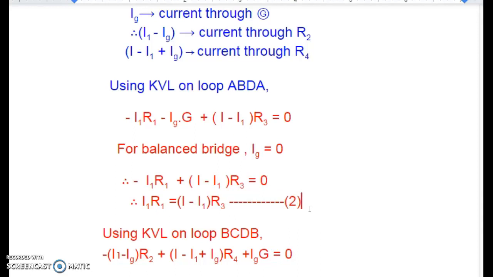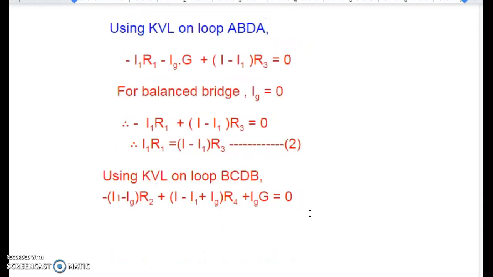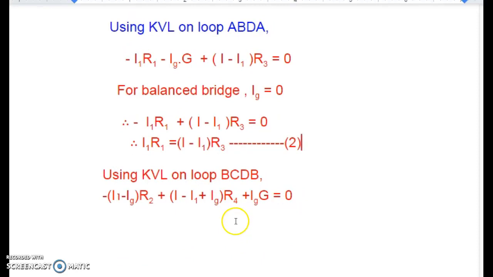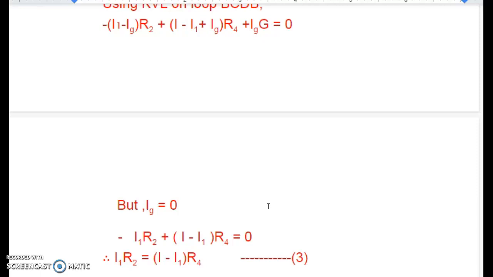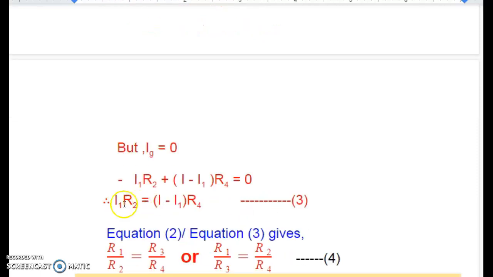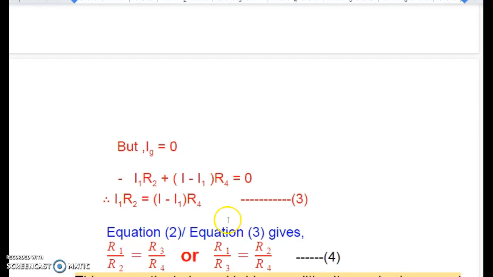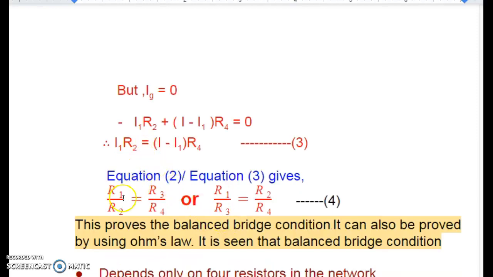That's equation number 2. What I do is, now I once again apply similarly Kirchhoff's voltage law in the other loop, and it gives me the other equation, which of course you can try on your own, and it will give me the other equation once again as I1 R2 is equal to I minus I1 into R4. You divide these two equations, equation 2 and equation 3, and I will find that R1 divided by R2 is equal to R3 upon R4, or R1 upon R3 is equal to R2 by R4. So this is that equation which I needed, and which I call the balanced bridge condition.